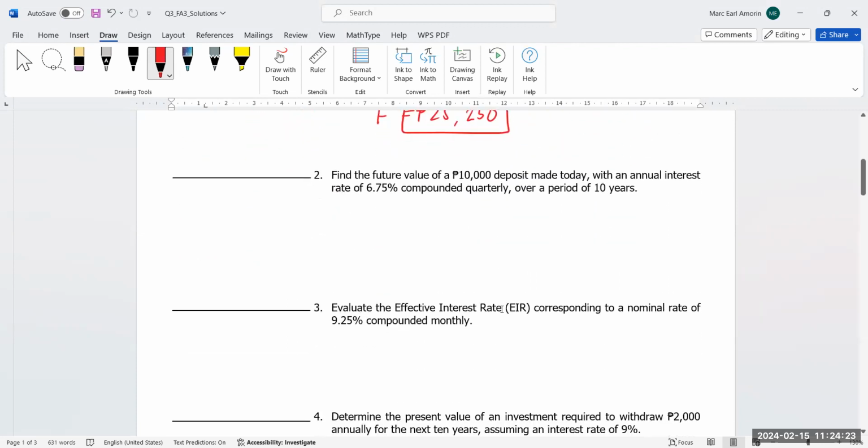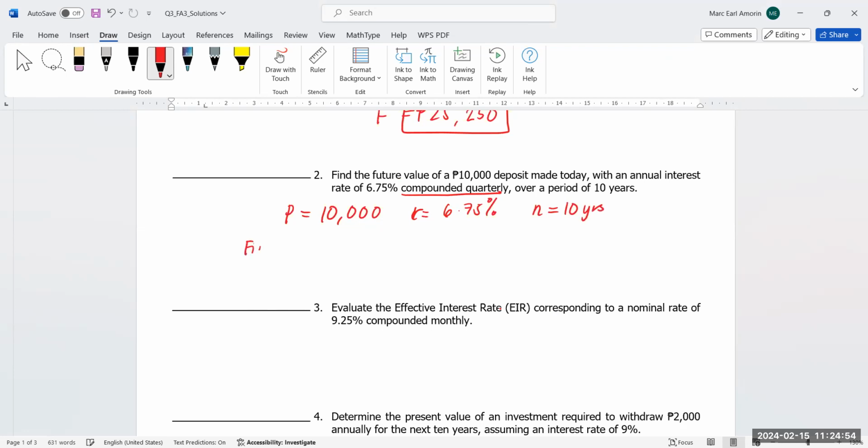Next, number 2. So we are asked to find the future value given a P of 10,000 pesos. The annual interest rate is 6.75%. However, take note that this is a nominal interest rate since we have here compounding quarterly. Okay, so this is R. And for our time, N is equal to 10 years.